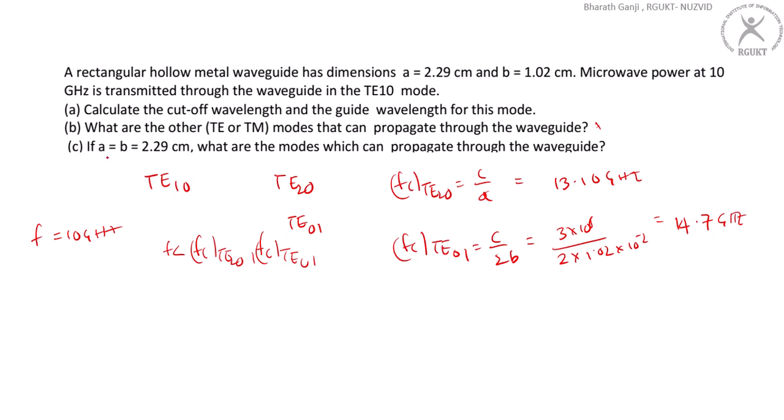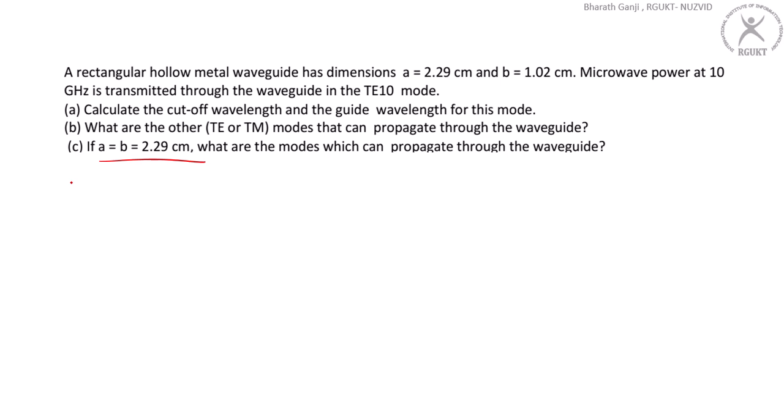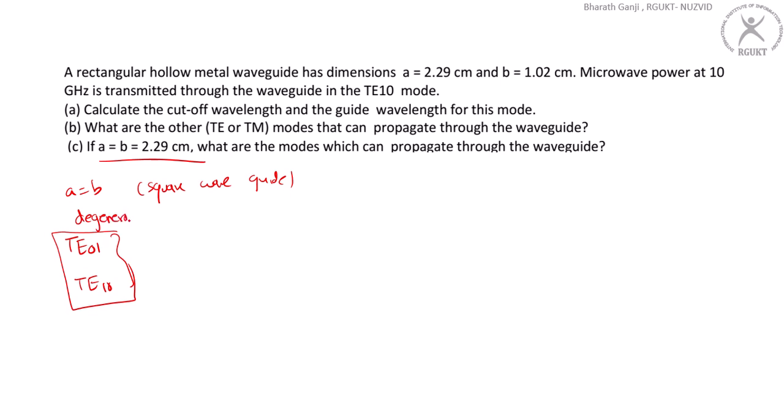And say for example, if we take a special case where A is equal to B, so it's a square waveguide now. So what modes can propagate? When it is a square waveguide, then TE01 and TE10 are the degenerate modes. Right, these are all modes with the same cutoff frequency.